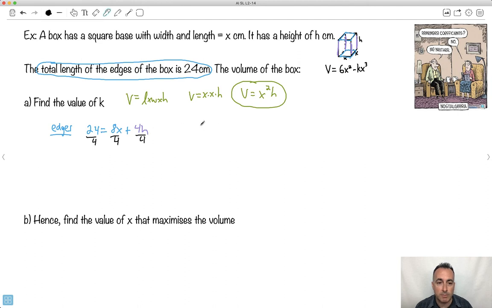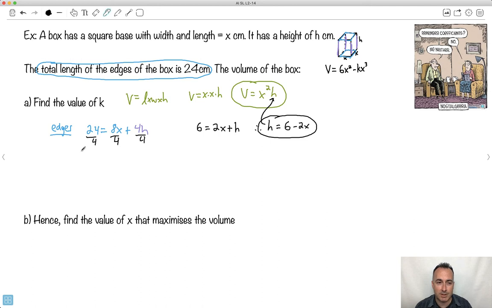So 24 divided by 4 is 6. 8 divided by 4 is 2. And 4 divided by 4 is just 1. So hey, that's a lot nicer. Therefore, if I want to get h by itself, I get h equals 6 minus 2x. Do you see I moved my plus 2x over? Why is this helpful? Because now I can sub in here.